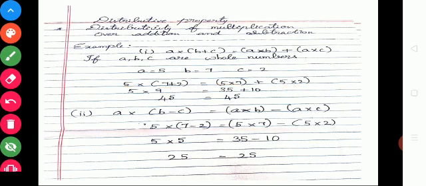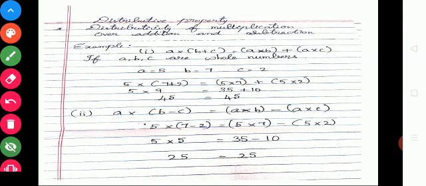Solve now first in this bracket. 7 plus 2 is 9. So 5 9s are 45. And then next, solve in this bracket. 5 7s are 35. 5 2s are 10. So 35 plus 10 is 45.